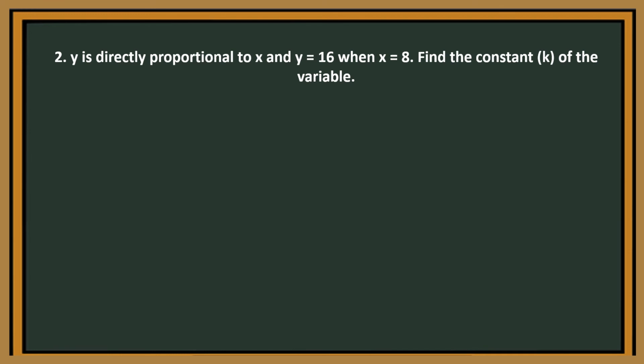Number 2, y is directly proportional to x and y is equal to 16 when x is equal to 8. Find the constant k of the variation. First, we're going to translate y is directly proportional to x. In equation, that is y is equal to kx, wherein k is the constant. Next, y is equal to 16 when x is equal to 8. By substitution, we're going to substitute 16 for y, 8 for x. So that is 16 is equal to k times 8.